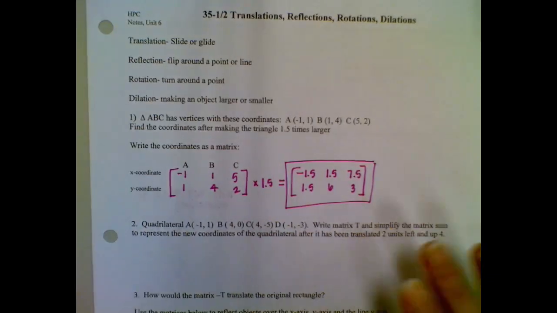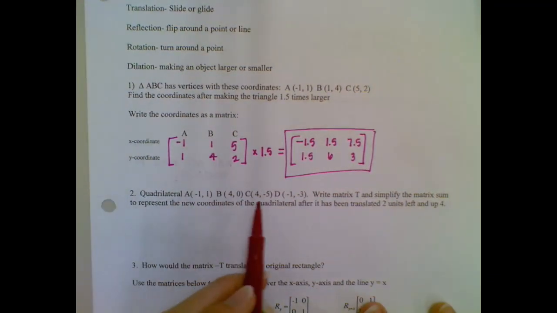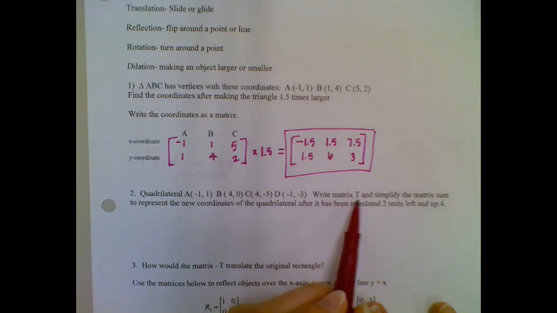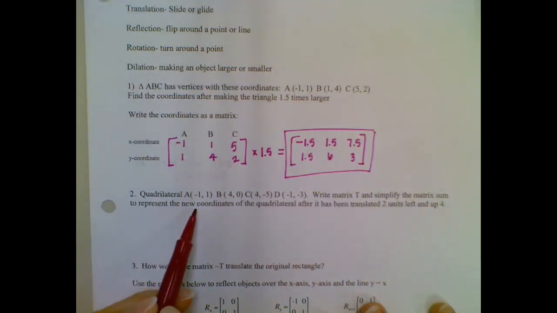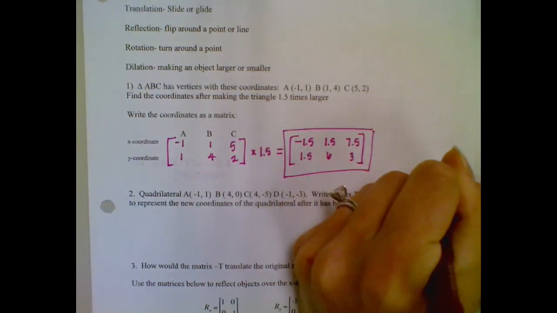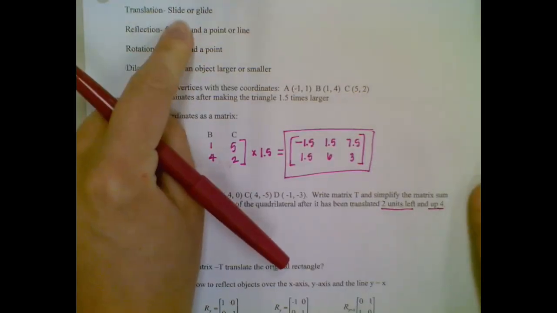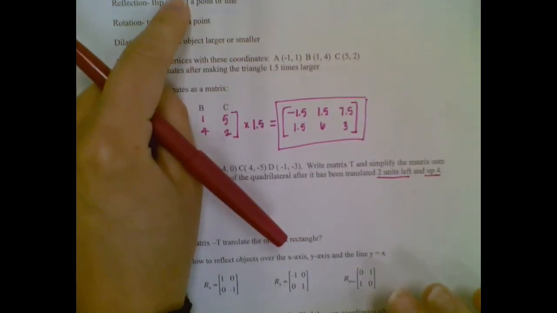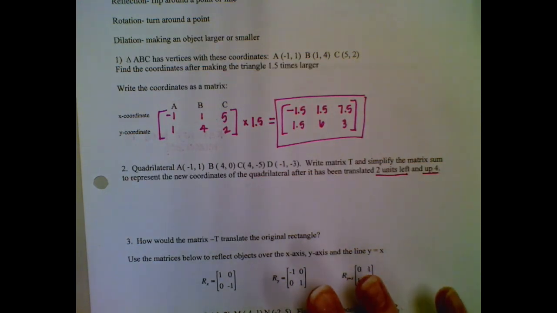All right? Number 2, we have a quadrilateral with points A, B, C, and D. And we're going to write matrix T and simplify the matrix sum to represent the new coordinates of the quadrilateral after it's been translated 2 units left and up 4. Okay, so this is just sliding or gliding there. Okay, however you want to think of it. So let's first write matrix T and simplify the matrix.